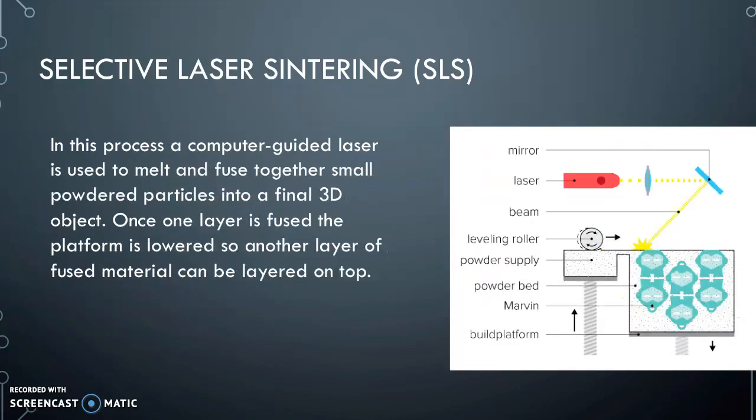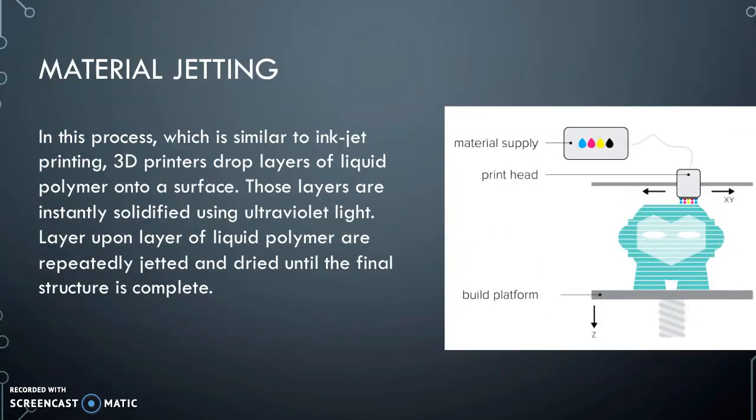In selective laser sintering, a computer-guided laser is used to melt and fuse together small powdered particles into a final 3D object. Once one layer is fused, the platform is lowered so another layer of fused material can be layered on top. Then we have material jetting.